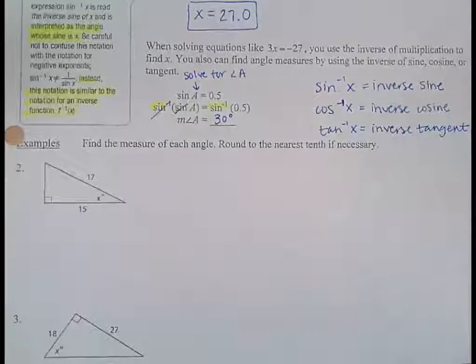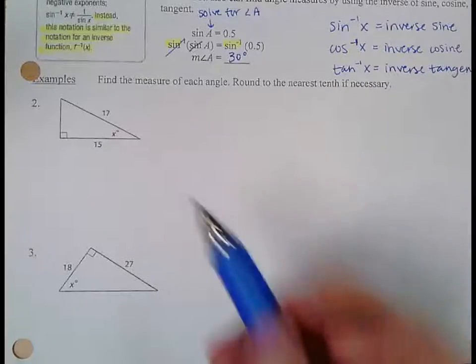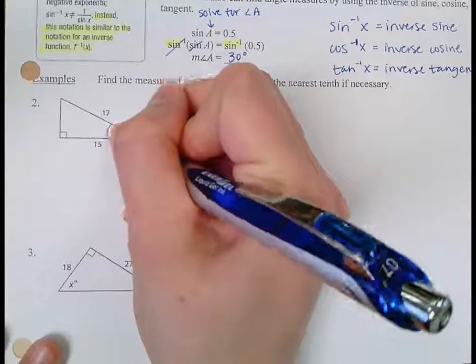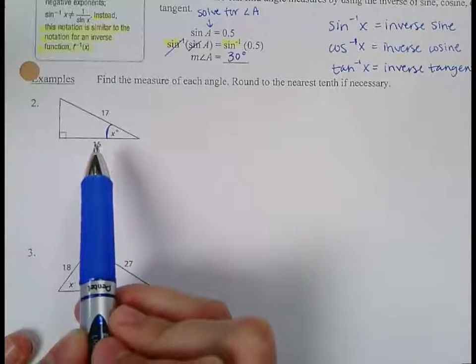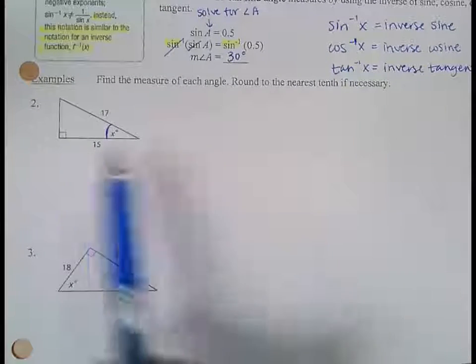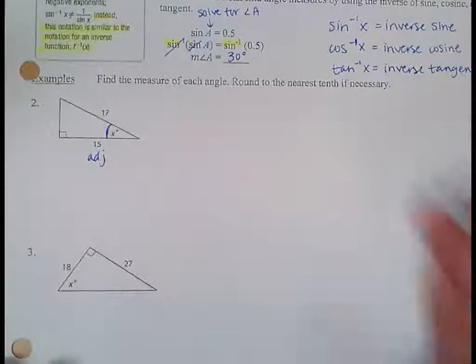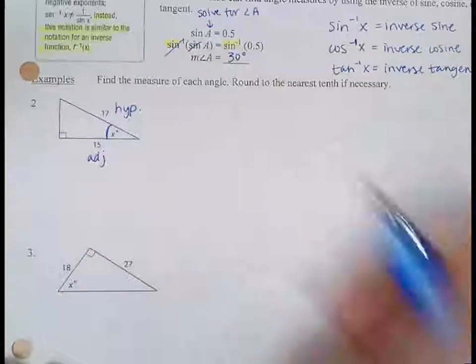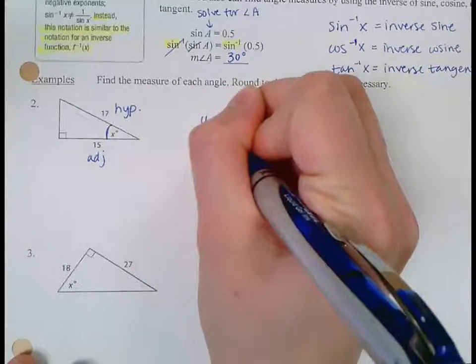So in examples 2 and 3, we are finding the measure of each angle, rounding to the nearest tenth. So I see in example 2 where the angle x is. Again, I want to figure out what trig function to use. So figure out what the 15 and 17 are in terms of opposite, adjacent, hypotenuse. So what is the 15? The adjacent. And the 17? So what trig function do we need? Cosine, yes. Cosine is adjacent over hypotenuse.